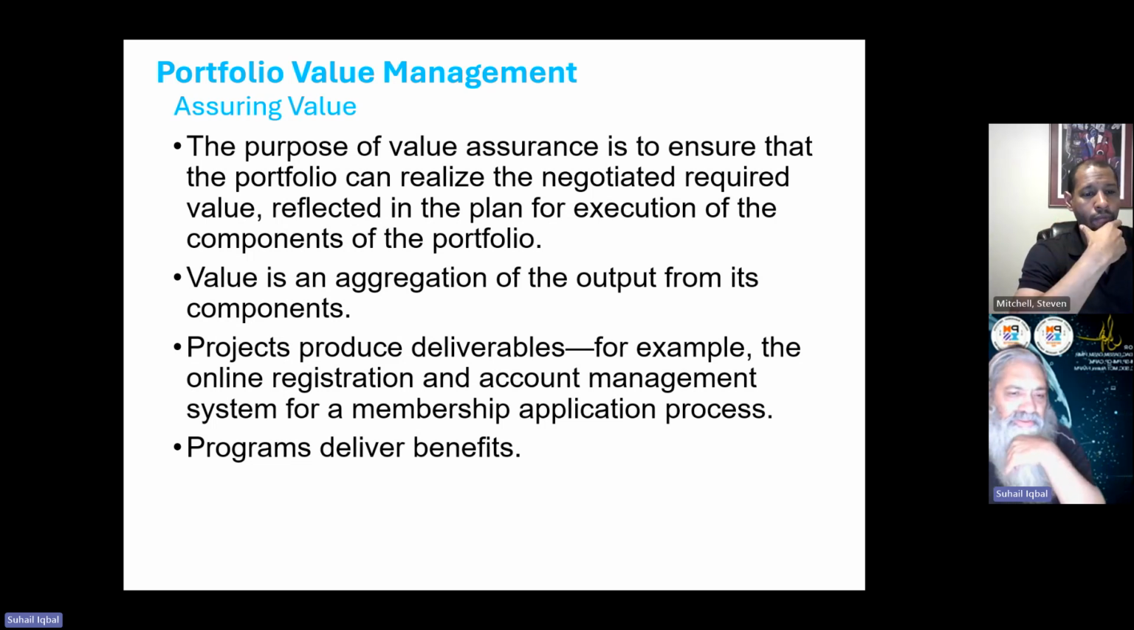And what do the portfolios do? They align strategy. It aligns with the strategy and it generates value. That's what we are doing. We are trying to assure the value. Value is the target of the portfolio. But this is a cumulative aggregation value coming from the components, and we are concerned about it at the portfolio level.